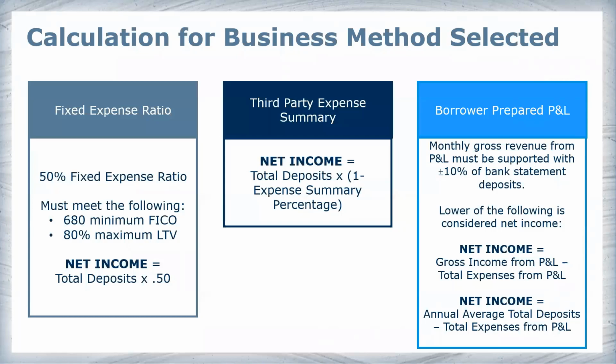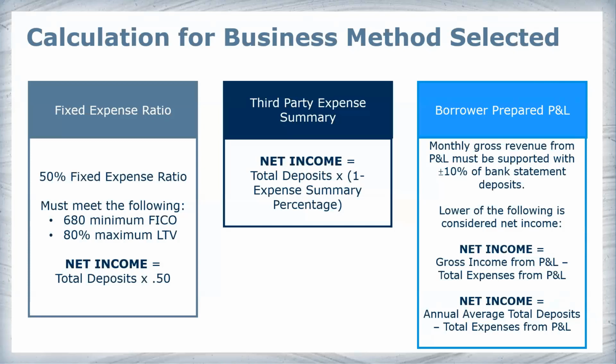50% of the fixed expense ratio. And they must meet the following requirements: a 680 minimum FICO and 80% maximum LTV. With that, then your net income is your total deposits times 0.50. So the fixed expense ratio allows you to use 50% fixed expense income, but they must meet those requirements.